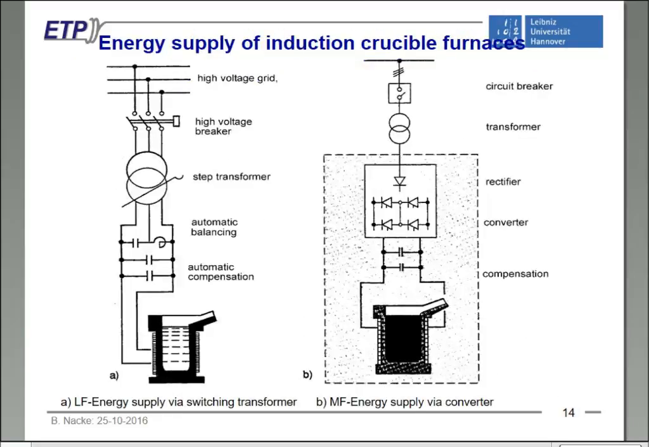If we look at the energy supply of a crucible furnace, classically, of course, it's a line frequency supply. We need a step transformer to control the voltage. We need, of course, the compensation of the reactive power of the induction furnace. But due to the fixed frequency for line frequency, this compensation and also the balancing has to be adapted to the change of the impedance of the furnace. So in principle, the capacitors have to be switched.